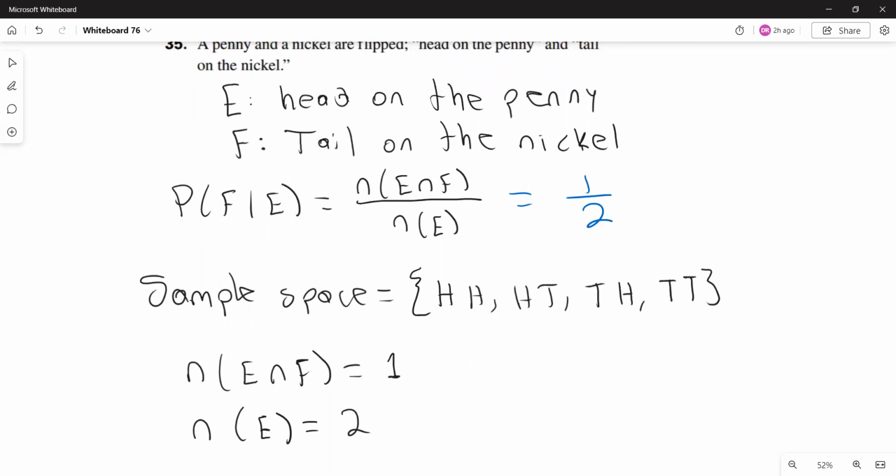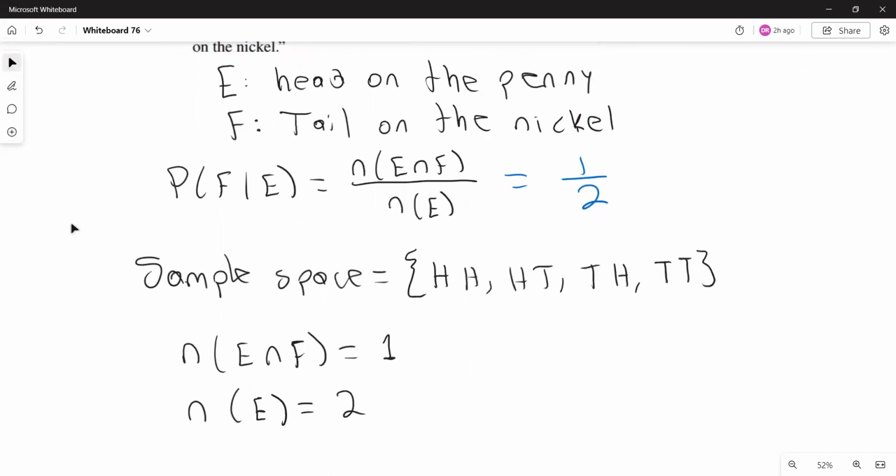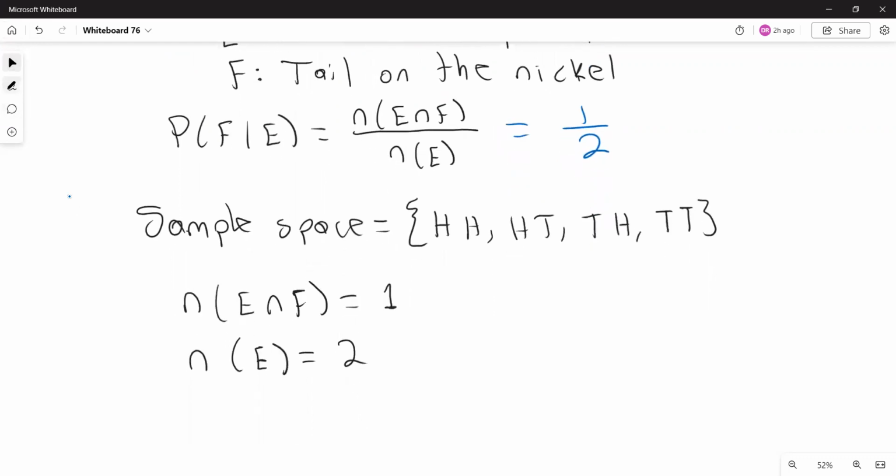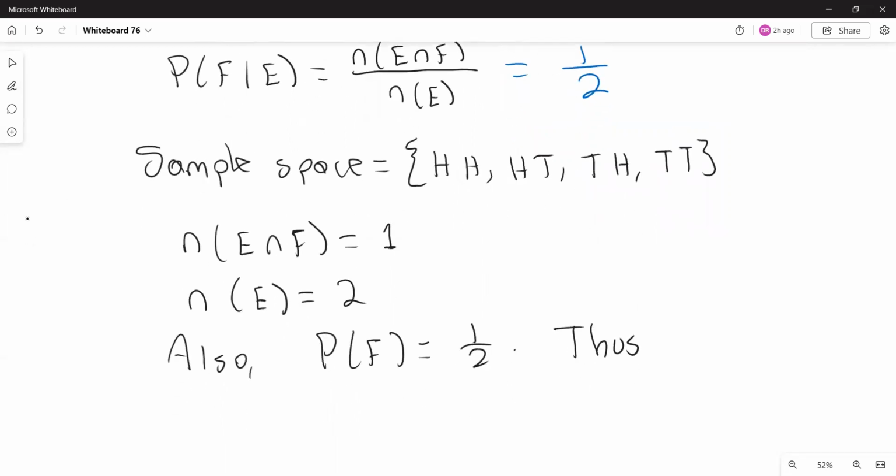And the probability of tail on the nickel is also 1/2. I should have started with that because that part is a lot easier. So also, the probability of tail on the nickel is 1/2. Thus, the probabilities are the same. The probability of F given E equals the probability of F. So the events are independent.